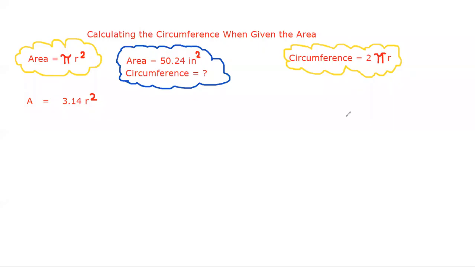In this video, we're going to be calculating the circumference when given the area. Again, circumference is unknown. Area is 50 and 24/100 inches squared. The very first step is to write down your area formula. A equals 3.14 times r squared.